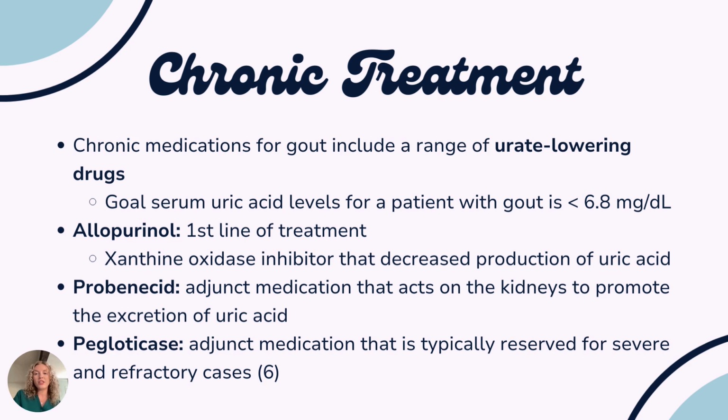Probenecid is an adjunct medication that promotes urinary excretion of uric acid. So it's maintaining lower uric acid levels by excreting it through the kidneys and into the urine. This medication should be avoided in patients with decreased kidney function as it's going to negatively impact the efficacy of this medication. Pegloticase is another adjunct medication that is typically reserved for severe and refractory cases of gout, such as patients with evidence of tophi on X-ray or those with frequent and uncontrolled gout flares.